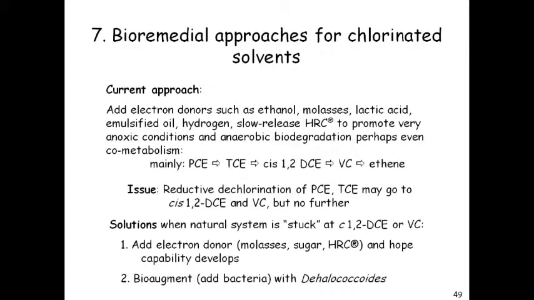There are two possibilities. One is to simply keep adding electron donor and hope that the capability develops. That may be an approach where some metabolites and some microbial population assessment would be well worth it. If you thought there were Dehalococcoides bacteria present, then there's a good chance that you could stimulate them, and this approach might be one of them. On the other hand, if there are no Dehalococcoides present, there might be a real advantage to simply add them. So that's the second approach, to bioaugment.